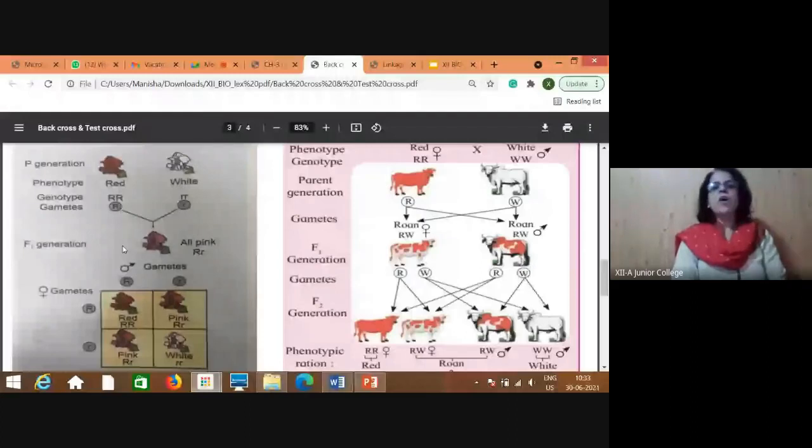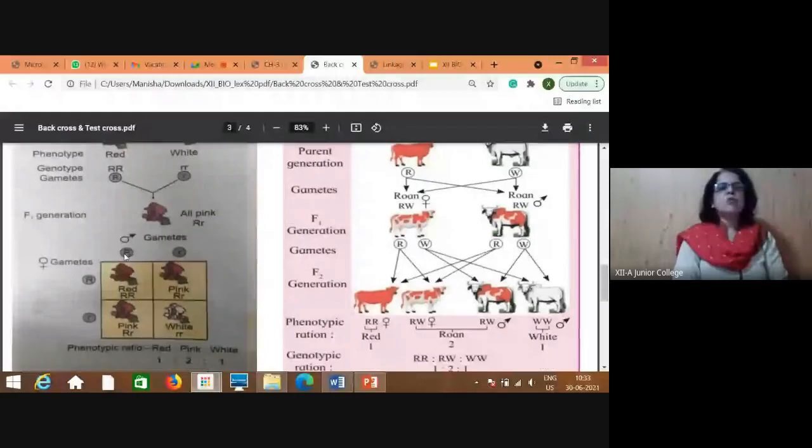Neither red nor white is fully expressed in the F1 generation. It is expressed incompletely, partially, so that's why it gives pink color. That is what is called incomplete dominance. When these F1 plants are allowed to self-pollinate, you can see here the male gametes and the female gametes. Two types of gametes are shown because this pink color has one capital R and one small r, so two types of gametes are produced.